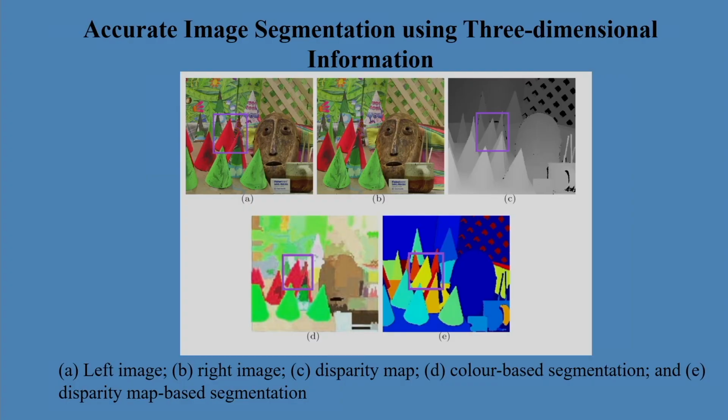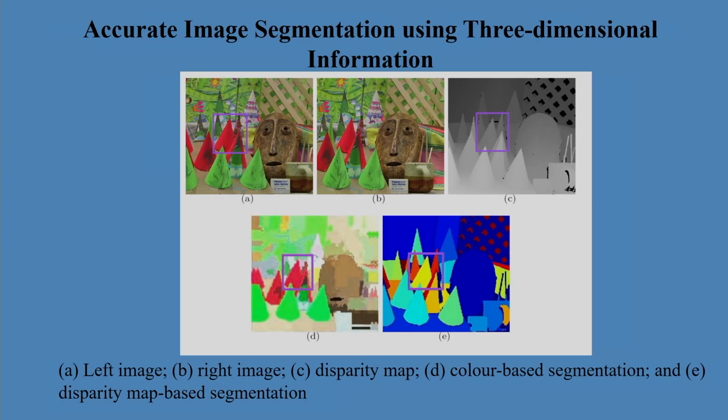This disparity map is quite useful for some applications. One application I am showing here is image segmentation by considering the depth, that is, the 3D information. That means using the disparity information to do the segmentation. Image segmentation is nothing but the partitioning of an image into connected homogeneous regions.